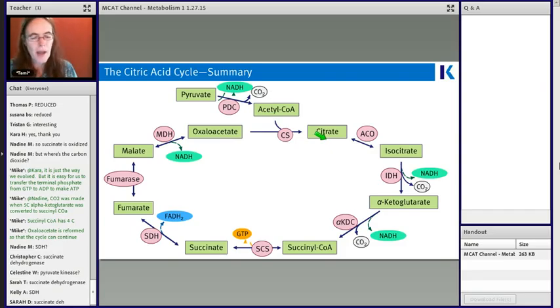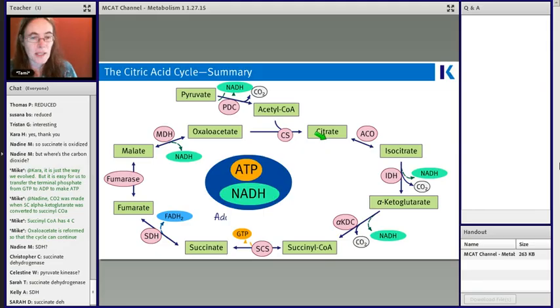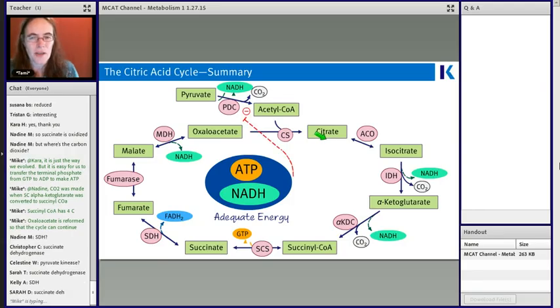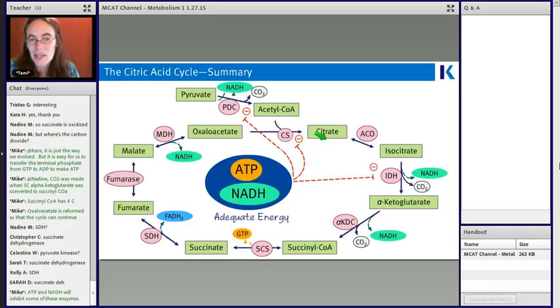Okay, so let's go back and talk about what would inhibit and what would activate this. So if I have ATP and NADH, this inhibits several steps in here. This says I have enough ATP, I have enough NADH. This is going to inhibit PDC. Notice NADH is being made there. This is going to inhibit CS, where I make my citrate. This is going to inhibit IDH. Notice we make NADH there. And this is going to inhibit alpha-KDC.